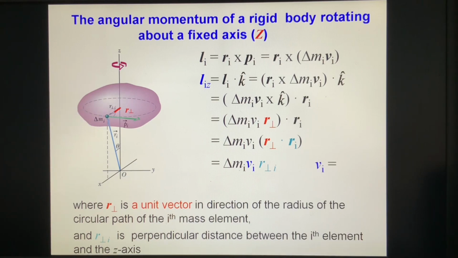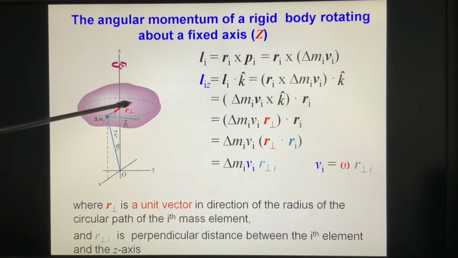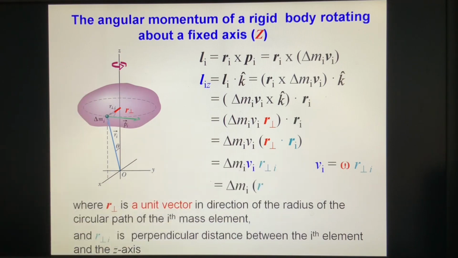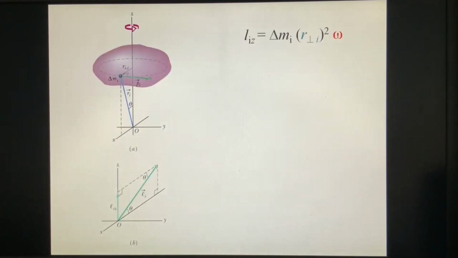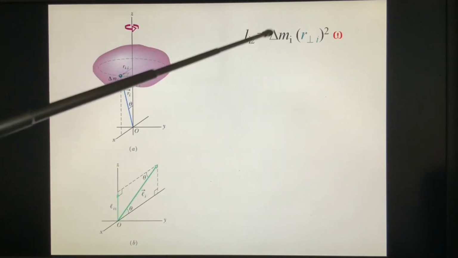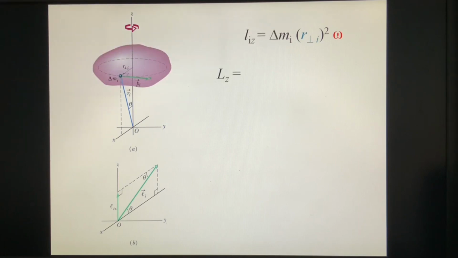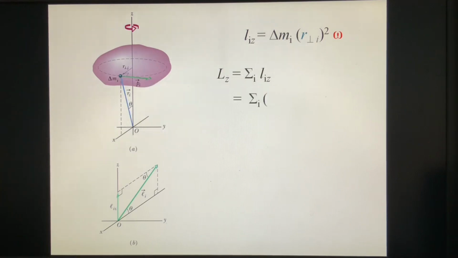Now, since vi equals omega times r perpendicular i, we put this inside, and we get this equal to delta mi r perpendicular i squared omega. Now, this is the Liz for one element. How about the total? The total Lz is the sum of Liz, the sum of this one.